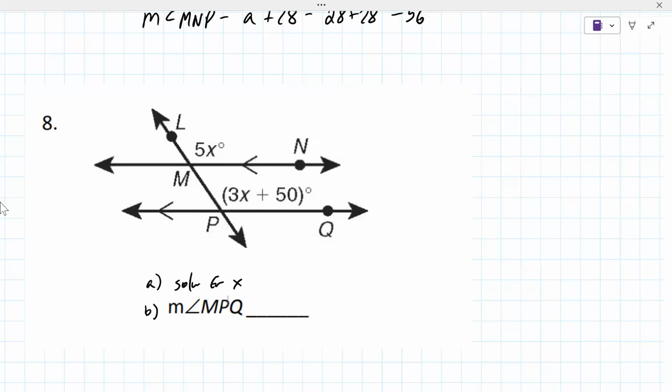So the setup, can you just help me, would it be 5x equals 3x plus 50? Okay, so why? Why are they congruent? They're congruent because these are corresponding angles. They're corresponding angles, yes. So could you solve for x, please?